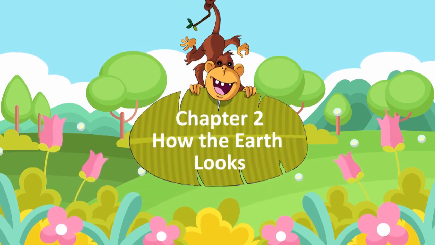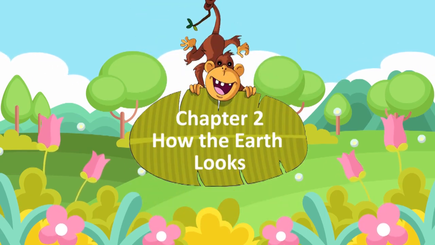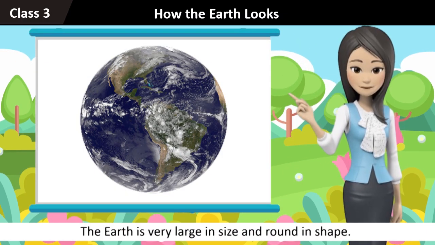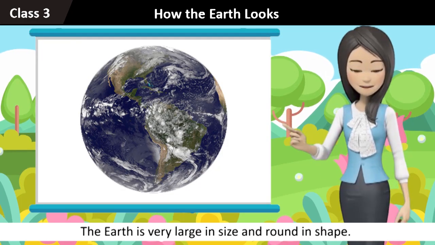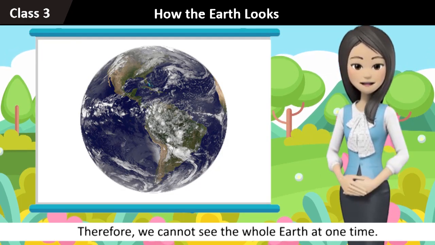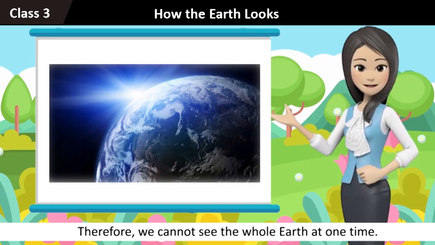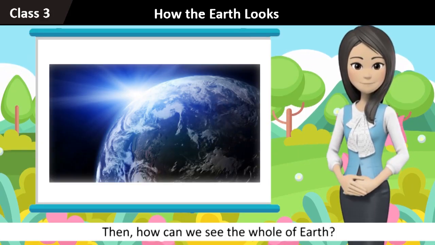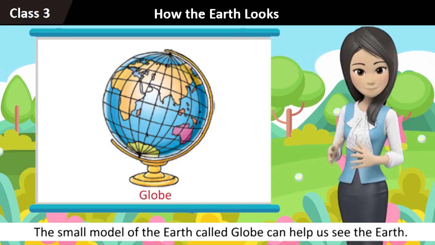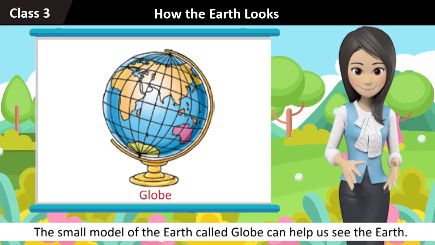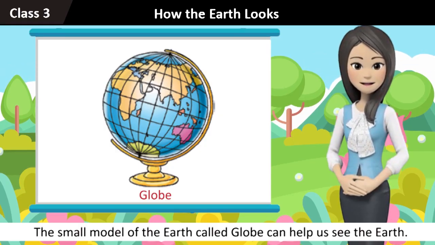Chapter 2. How the Earth Looks. The Earth is very large in size and round in shape. Therefore, we cannot see the whole Earth at one time. Then, how can we see the whole of Earth? The small model of the Earth called globe can help us see the Earth.